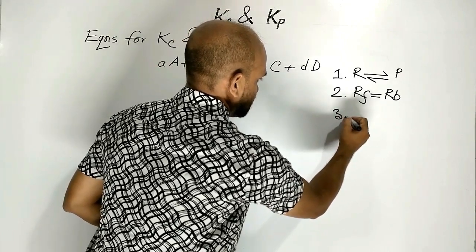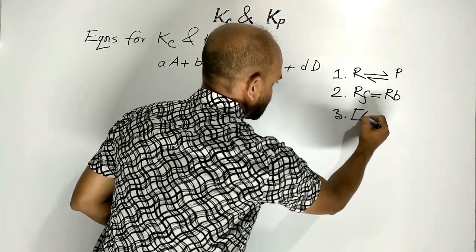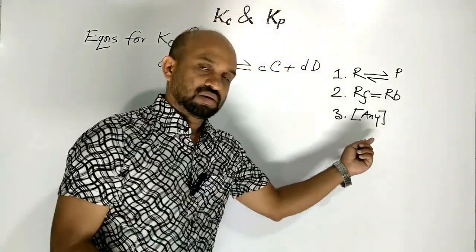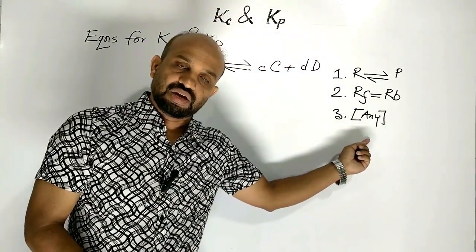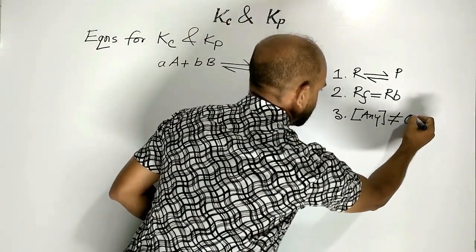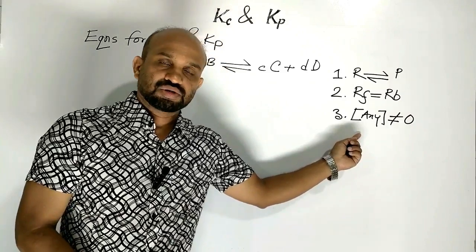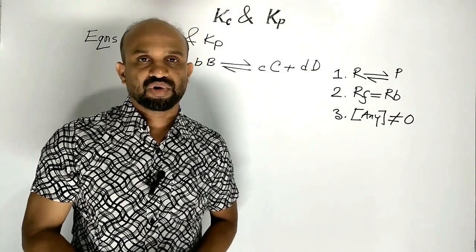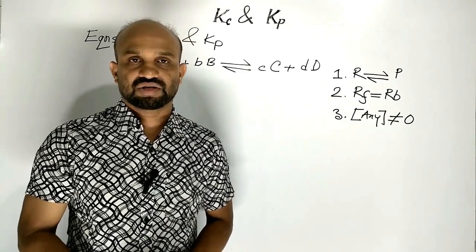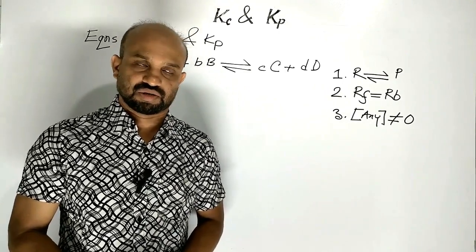Characteristic number 3, concentration of any component will not equal 0. Concentration of no component will be 0. These are the basic characteristics of a reversible reaction.